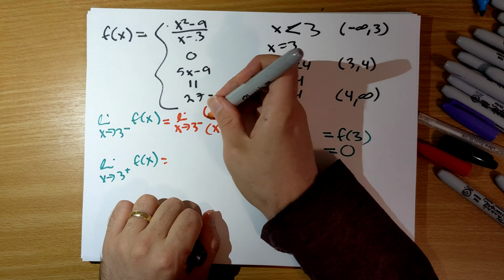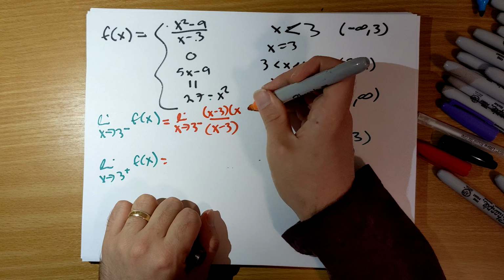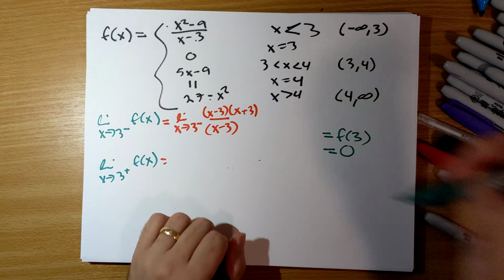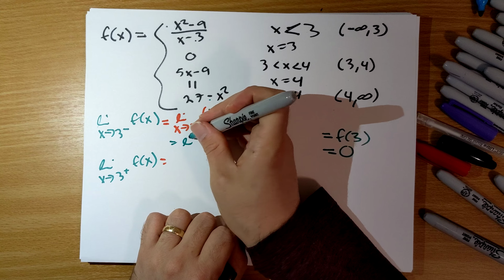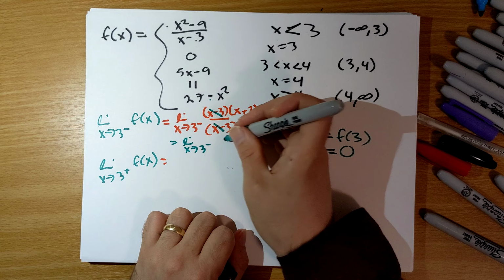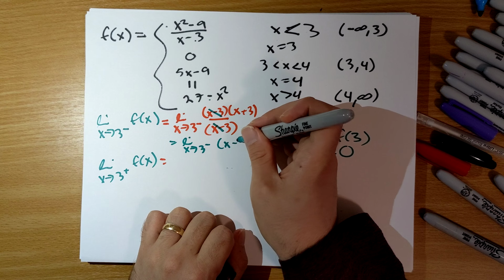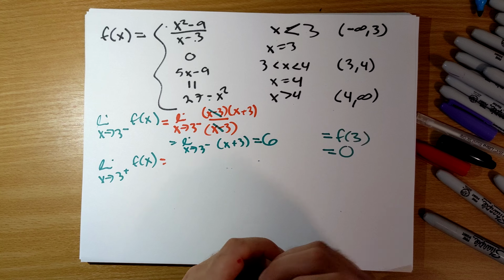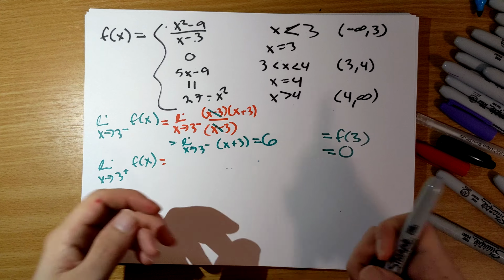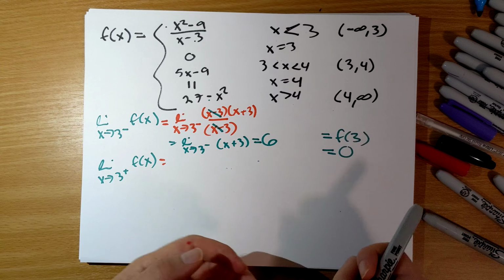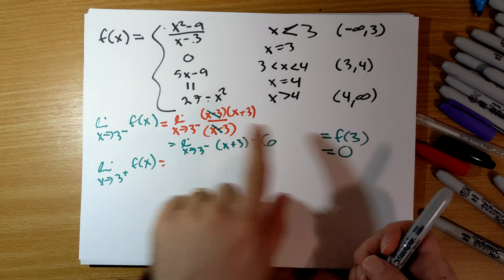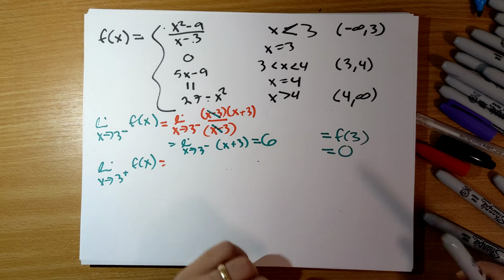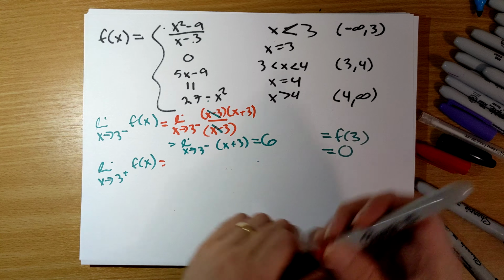So we think about factoring. The numerator factors as (x minus 3) times (x plus 3). And so those cancel. And we're just left with the limit as x goes to 3 from the left of x plus 3. Evaluate by substitution, and we get 6 here. And in fact, we can just stop here. The limit from the left does not equal f of 3. And so this is not going to be continuous at 3.